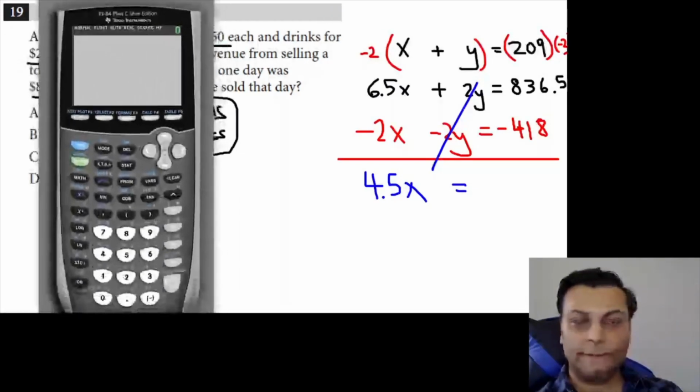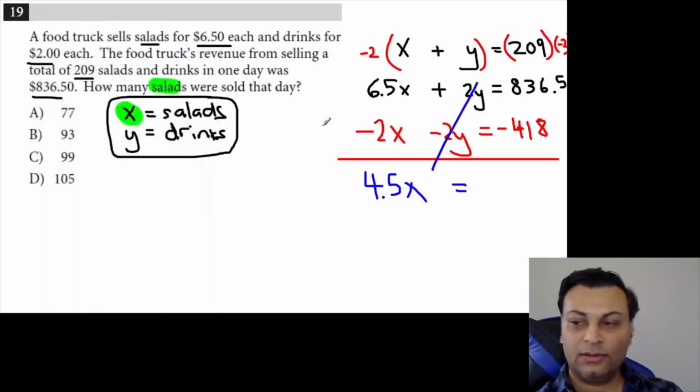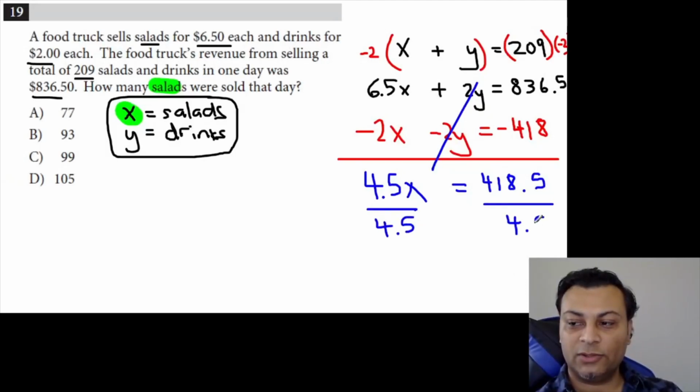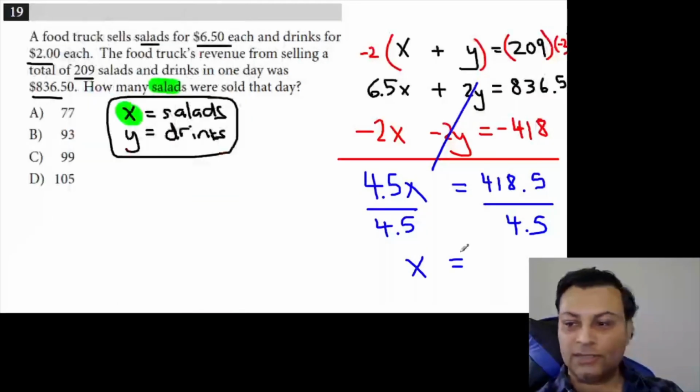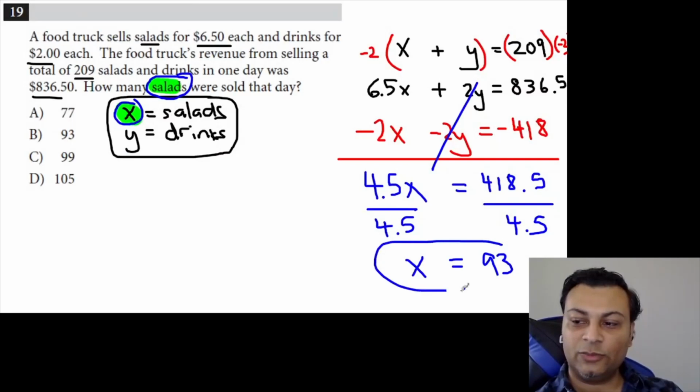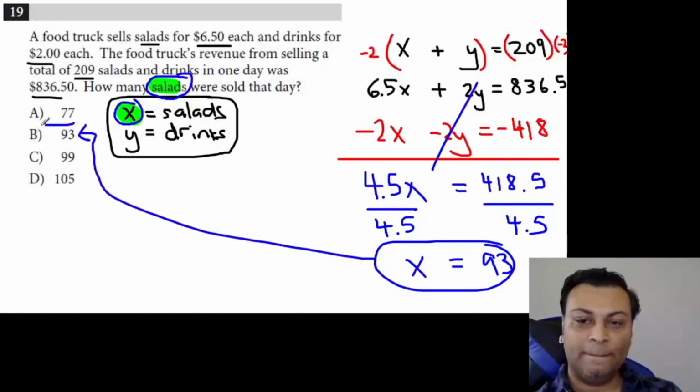So let's get that going. Right there, we have 836.5 minus 418, which is 418.5. And you divide by 4.5 now to solve for x. Divide by 4.5 on both sides of the equation. X is equal to this divided by 4.5. You get an answer of 93. So X is 93. How many salads were sold? X is our salads. We have 93 salads, so the answer is B.